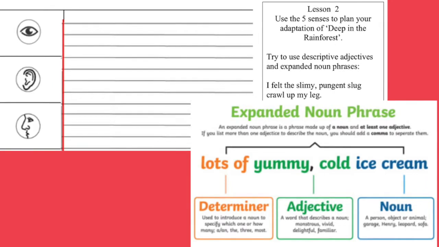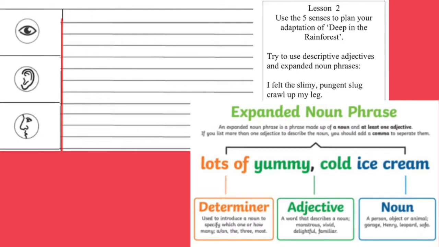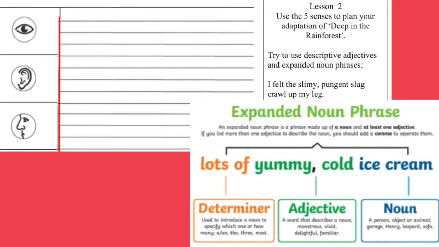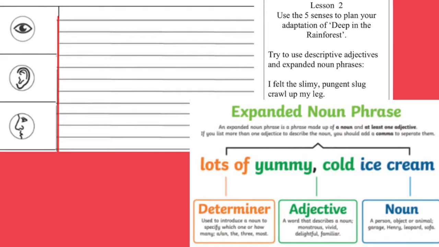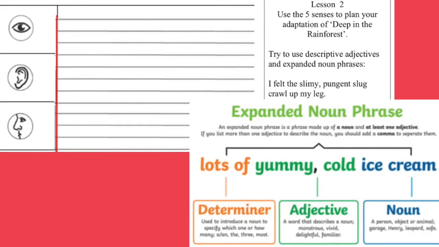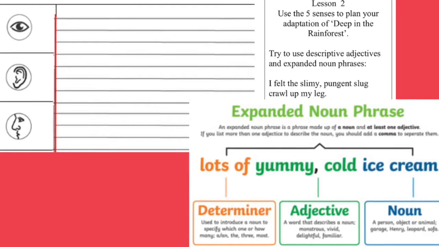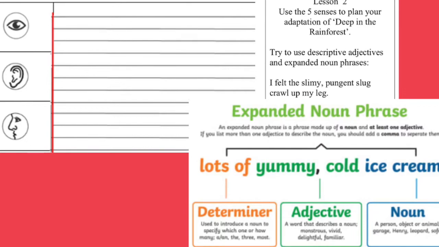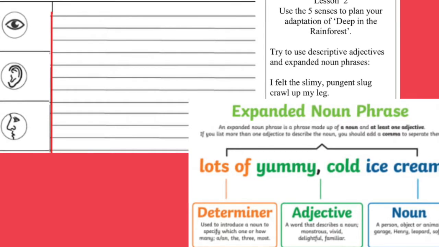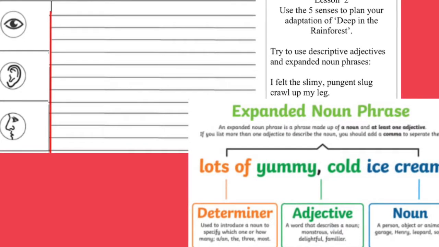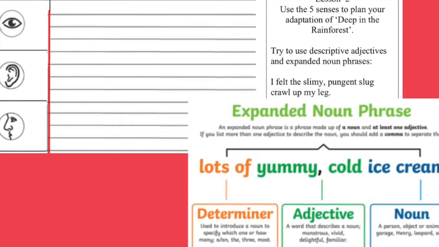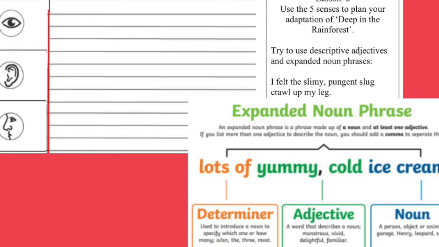If you've forgotten what an expanded noun phrase is, that is on the screen there. So an expanded noun phrase is when we use a sentence or a phrase which is made up of nouns and at least one adjective. So it's when we're describing that noun using one or more adjectives, so rather at least one adjective. So for example, there we've got lots of yummy, cold are adjectives, ice cream, which is our noun. We've also got I felt the slimy, pungent slug crawl up my leg. So we're using those adjectives to describe the slug in that example.